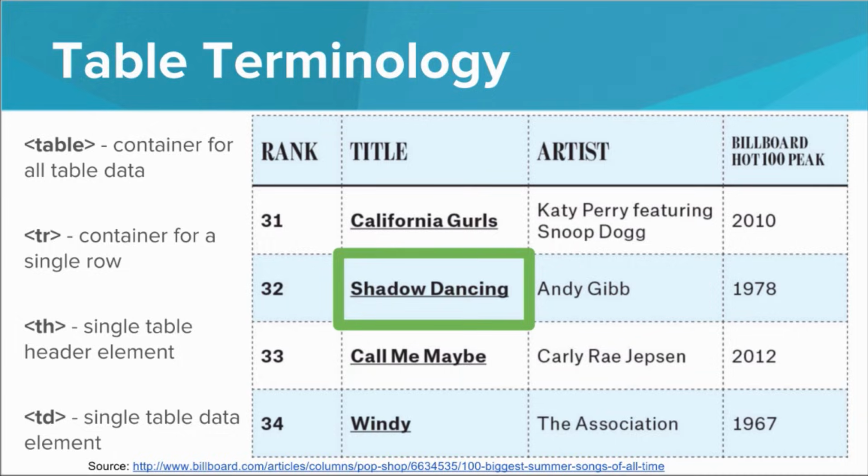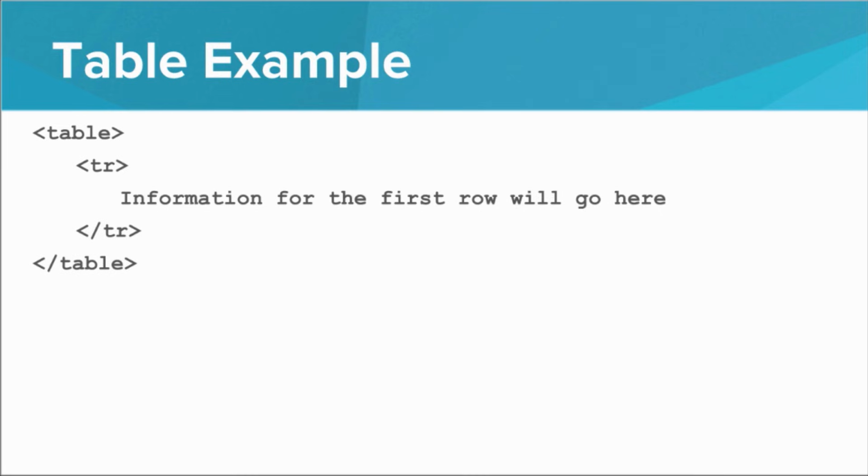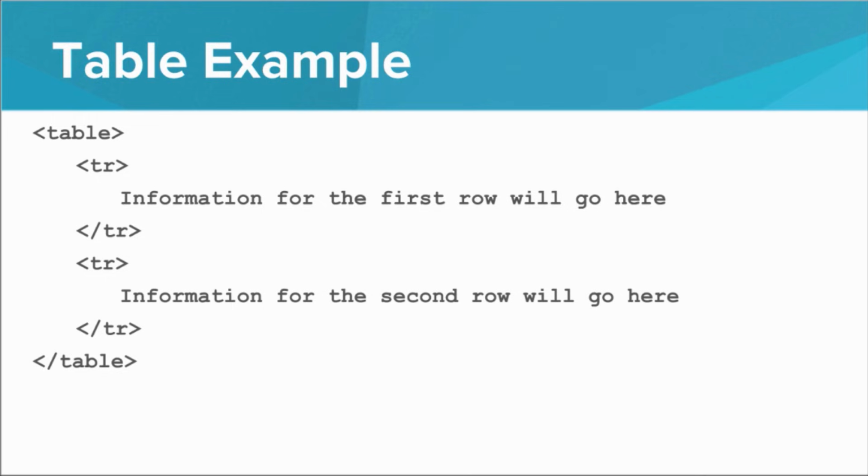Let's look at an example of this. So first off, we'll need the table opening tag and the table closing tag. And the table tag will contain all the information for the table. So inside here, let's put in a TR tag for our first row, and we'll put in another TR tag for our second row. The first one will hold all the information for the first row. Second one will hold all the information for the second row.